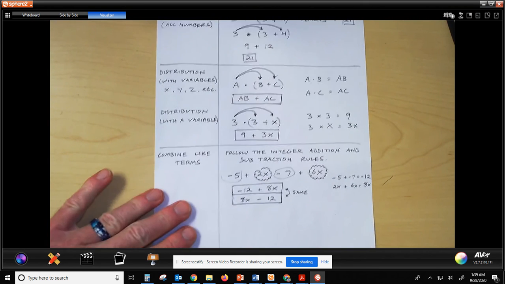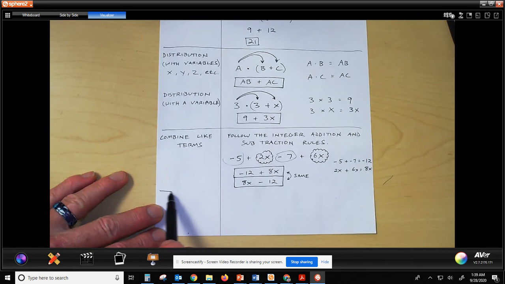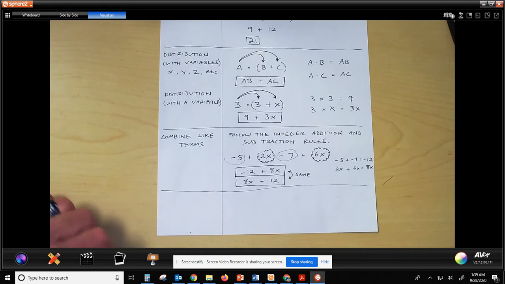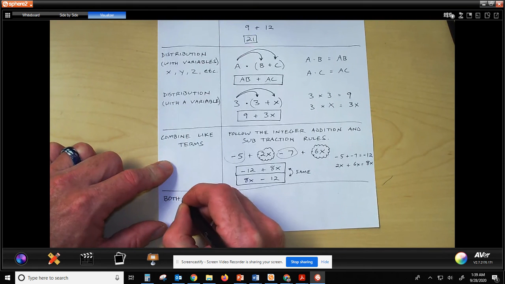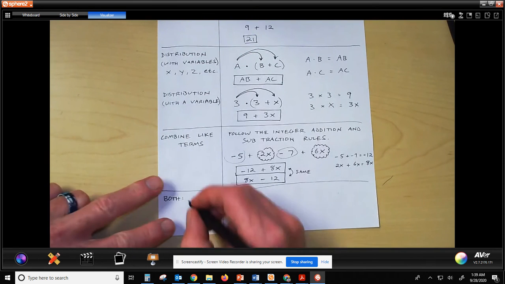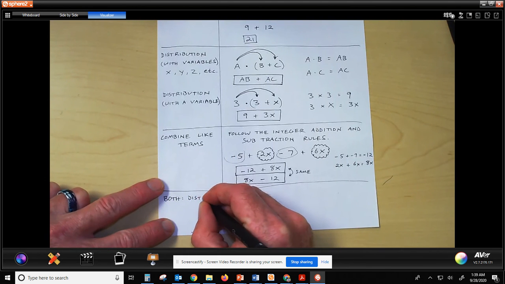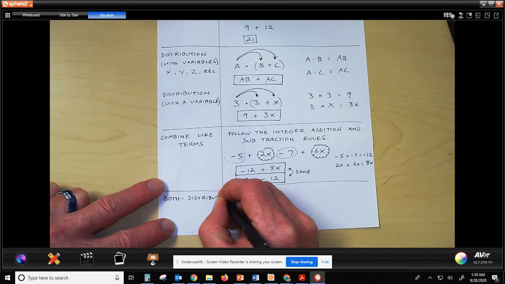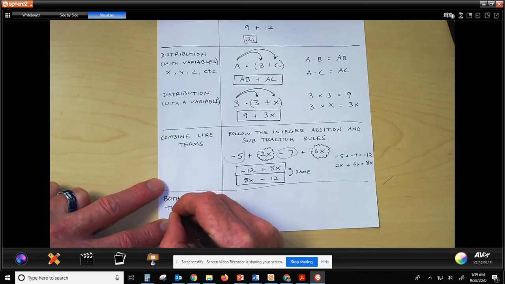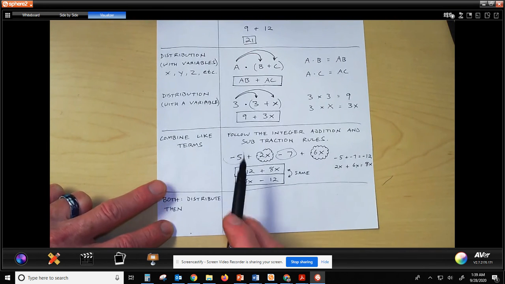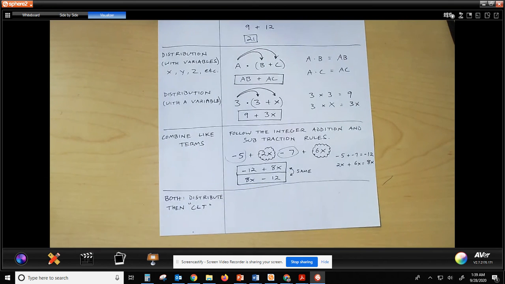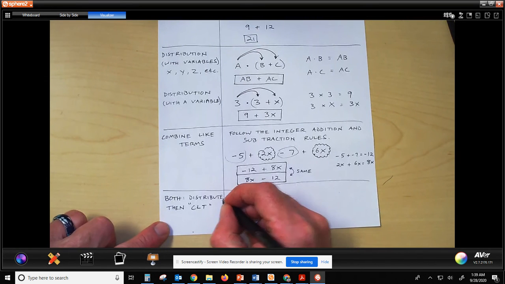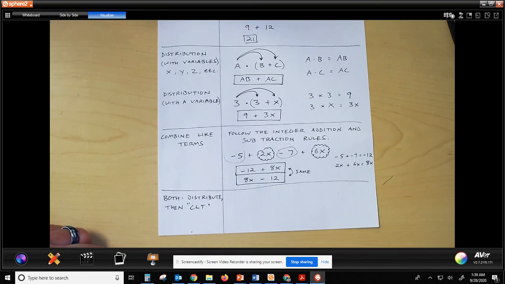Okay, we're almost done. I'm going to draw another line across, and now I'm going to do both. We are going to distribute, and traditionally this happens first, then, and I'm going to shorten it from combining like terms to CLT, which is how it is in the instructions in the Google form. Distribute, and then combine your like terms.